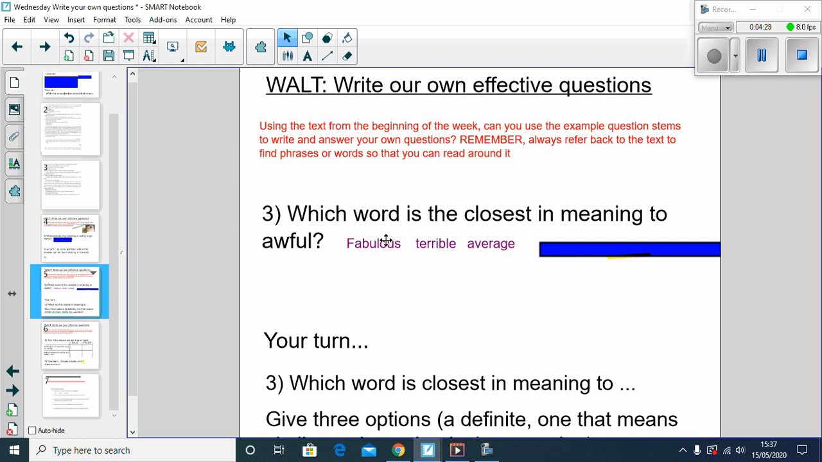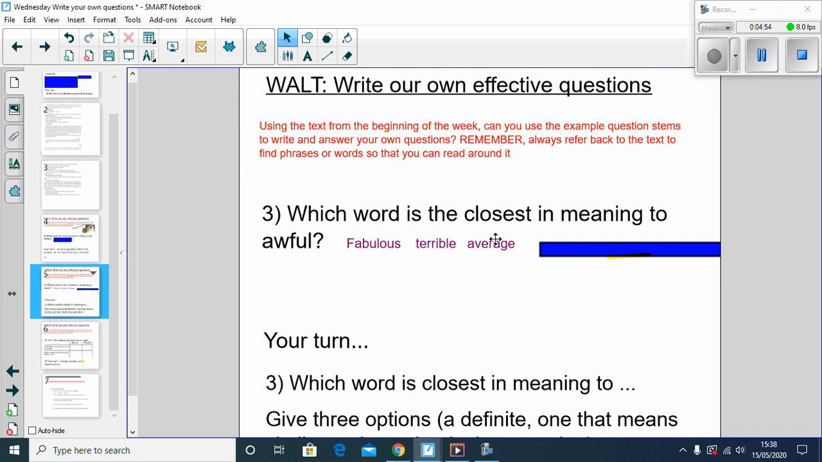So one of the answers they could choose from needs to be the complete opposite. So awful is the complete opposite of fabulous, so I put that one in there. One of the answers needs to be a synonym, so it needs to mean the same as the word awful. So awful means the same as terrible. And then the final word that you pick is one that might trick them.